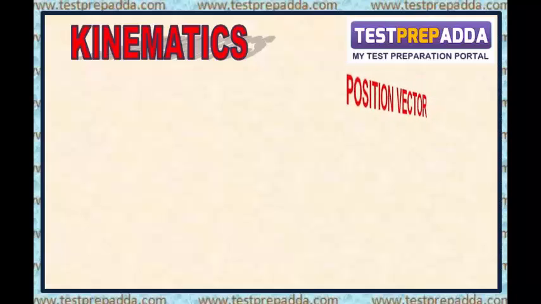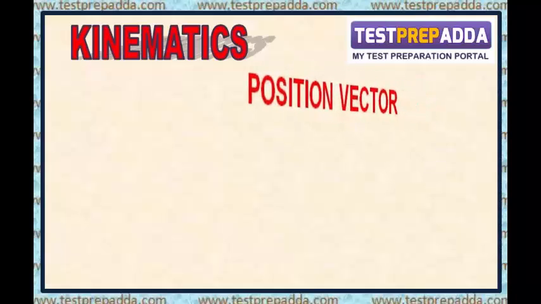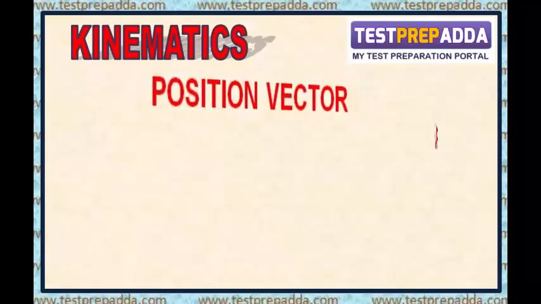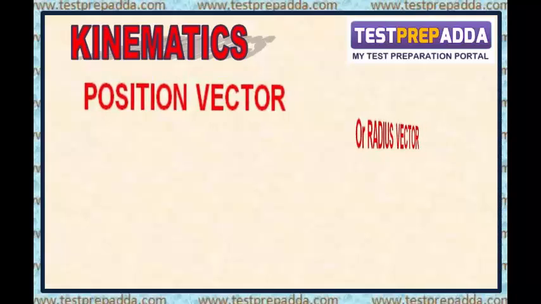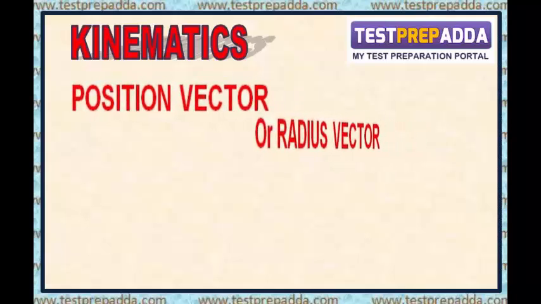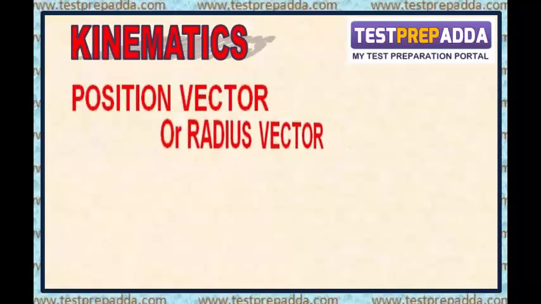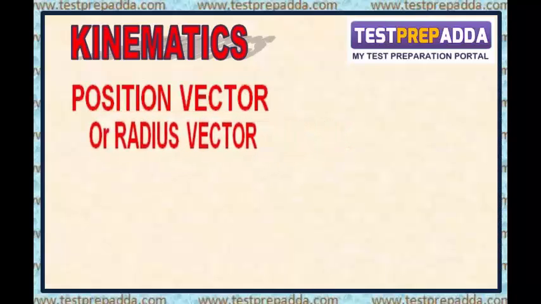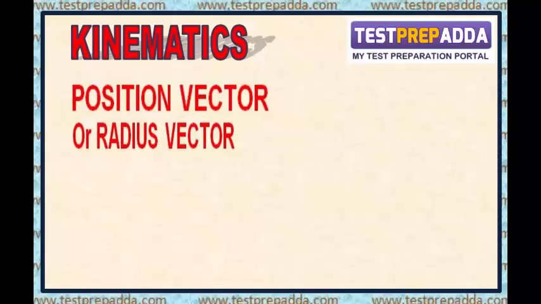Now, what is position vector? Position vector locates the position of a given object. This position vector in some cases is also known as radius vector. Now consider in a given frame of reference X, Y, Z. In this given frame of reference, this is origin O.